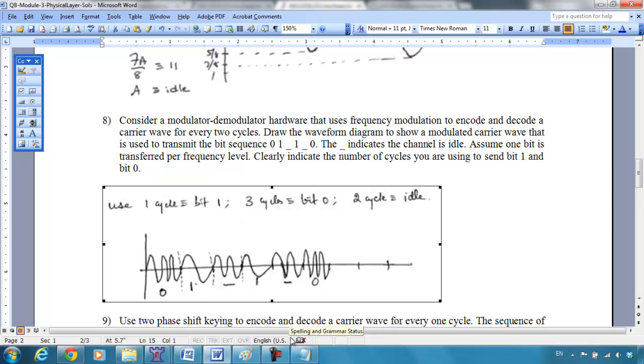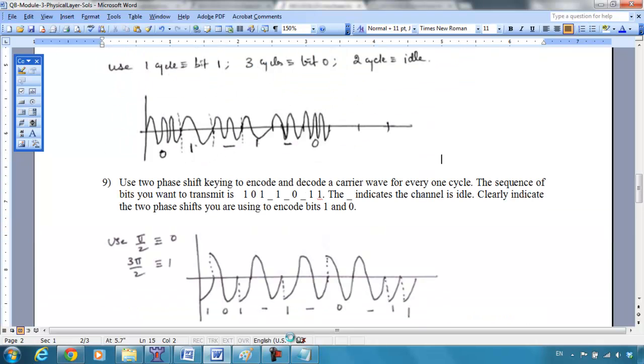Okay. So you fix a time unit, and then within the time you play with the number of cycles you want to send. So 2 cycles for idle, then 1 less cycle for bit 1, and then 1 more cycle than idle, 3 cycles for bit 0.